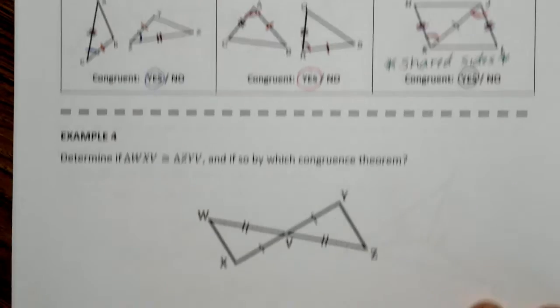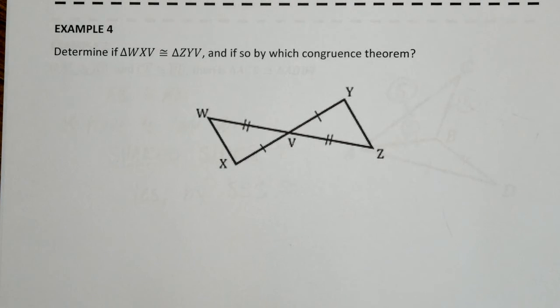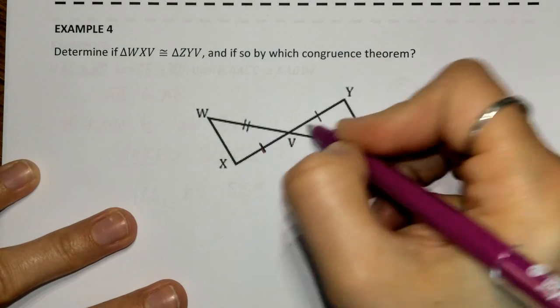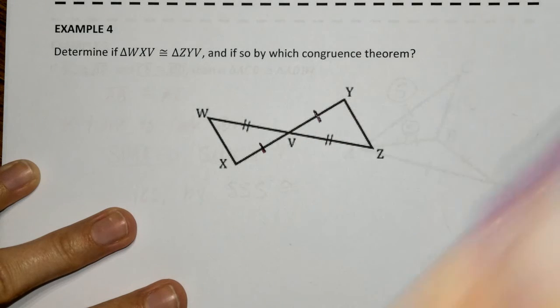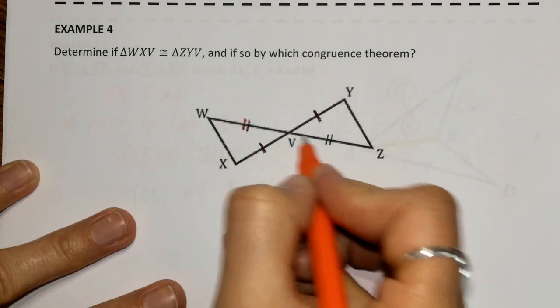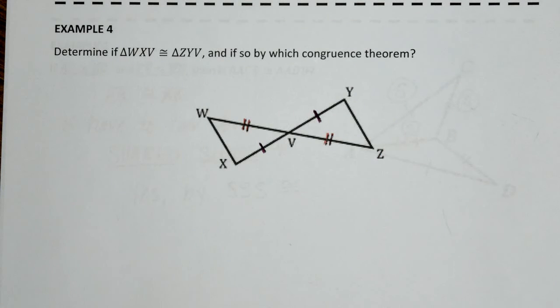In example 4, we're going to have to talk about something else you're going to have to look for and notice on your own in order to figure out if triangles are congruent. Like the shared sides, we have to look at something else here. In this diagram, I am seeing that segment VX is congruent to segment VY. Okay, so I've got a side. I'm seeing that segment VW, 2 tick marks, is congruent to segment VZ, 2 tick marks. I've got the 2 sides, but I don't have a third side, and I don't see any angles marked congruent.